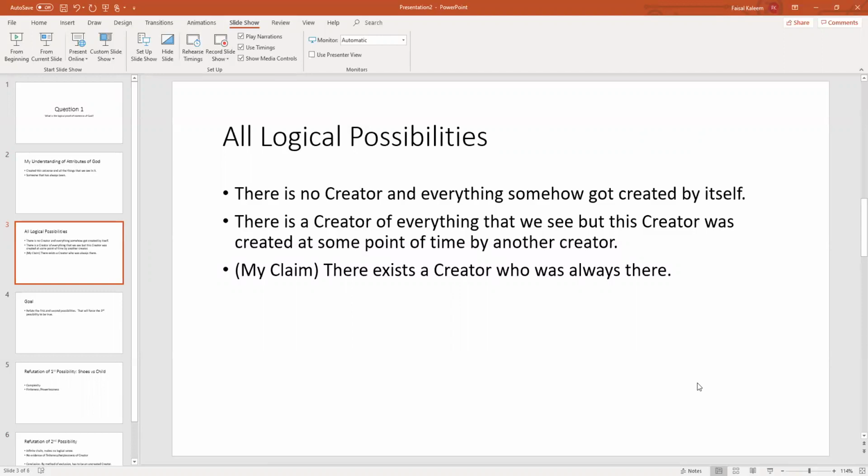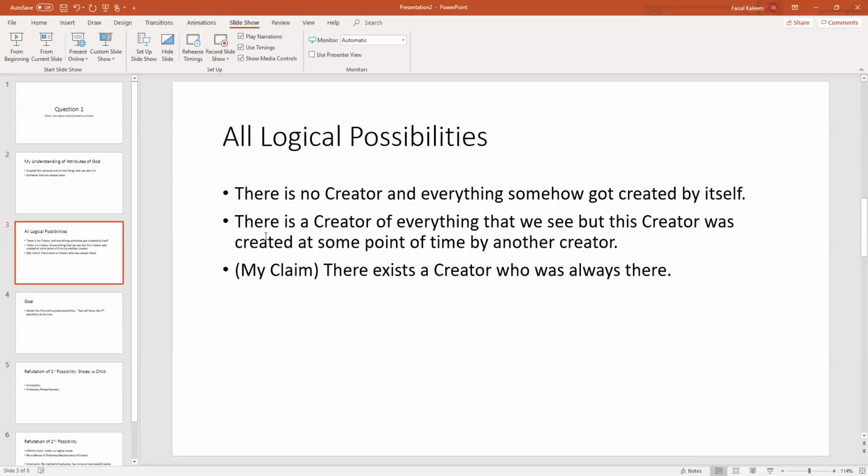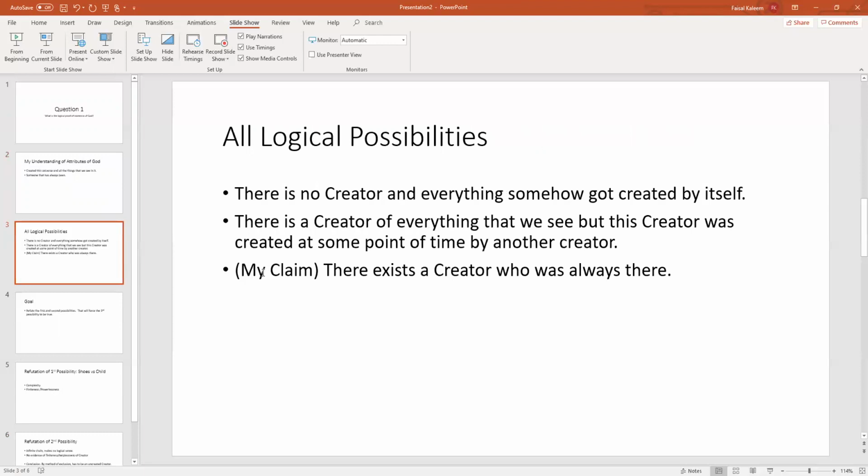time by another creator, which, if you remember my second point of defense, goes against the second point that I have listed here, because if there was a creator of the creator, then of course the original creator was not someone who was always there. But I am going to prove that creator was actually always there. And so the third possibility, which is actually my claim that I'm trying to prove, is that there does exist a creator who is always there. So this is exactly my claim.